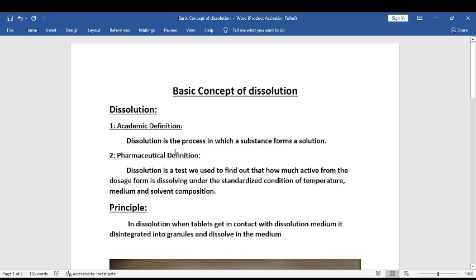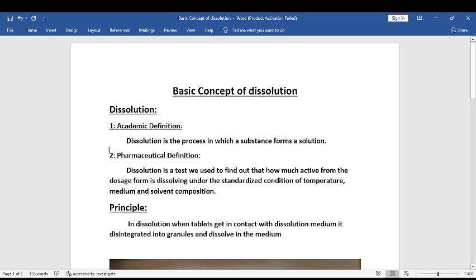Now, what is dissolution? It has two definitions. One is academic and the second is pharmaceutical definition. Let's start with the academic definition. In academic definition, dissolution is the process in which a substance forms a solution, which means dissolution testing measures the extent and the rate of solution formation from a dosage form.